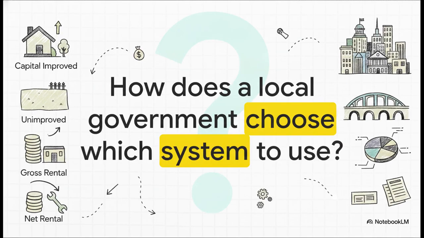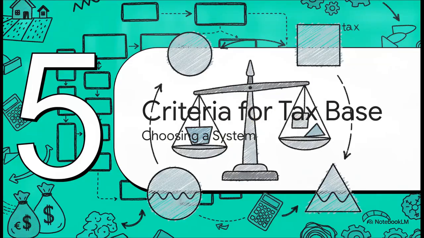Which brings us to an incredibly important question. With so many methods on the table, capital, improved, unimproved, gross rental, net rental, how does a local government actually sit down and choose which system to use? Let's bridge this theoretical math into the real-world policy decisions that governments face every day. That brings us to Section 5, Criteria for Selecting Bases.